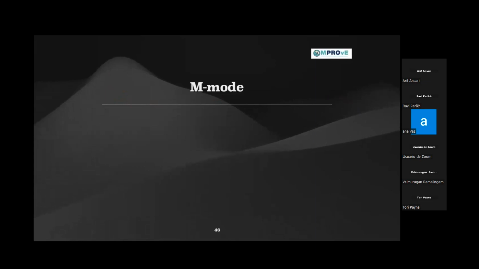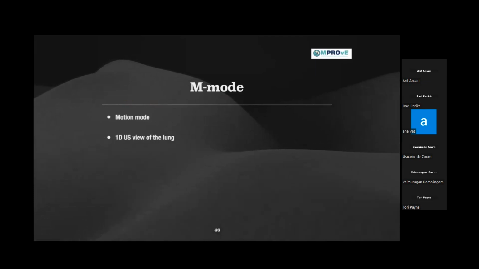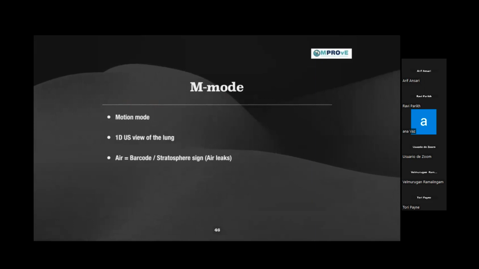And then M mode. Any guesses why we say M mode? Well, that's motion mode. It's a one-dimensional interrogation by the ultrasound wave. All this while we have been talking about the two-dimensional interrogation, and M mode is just the one-dimensional interrogation of the lung. So you see the lines. Basically you just see straight lines.